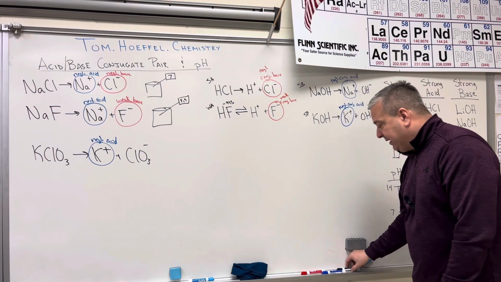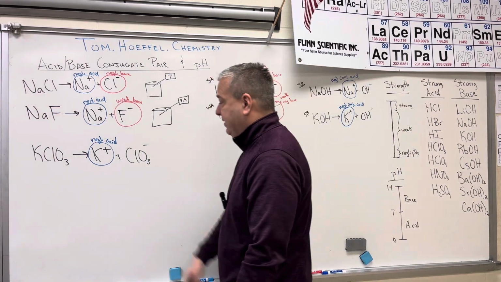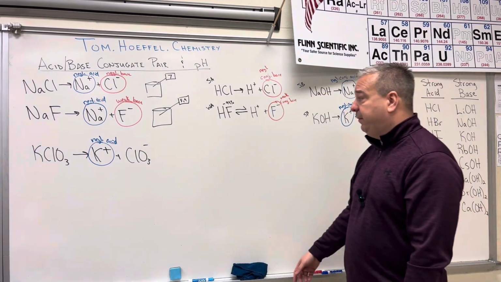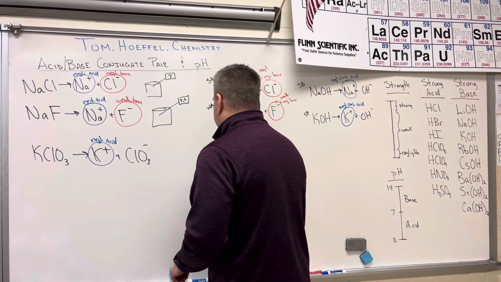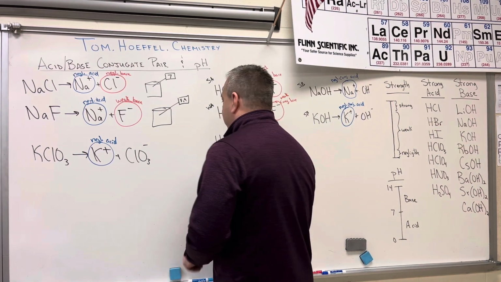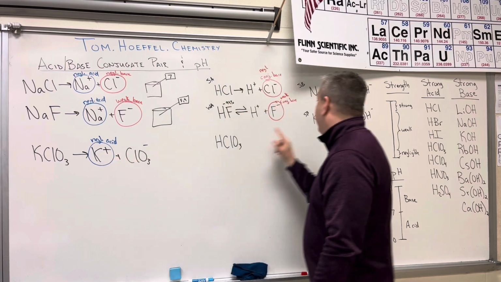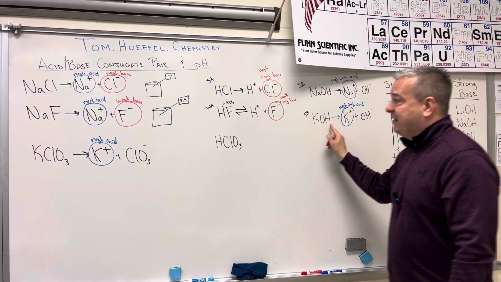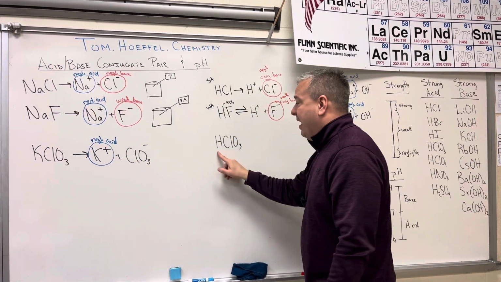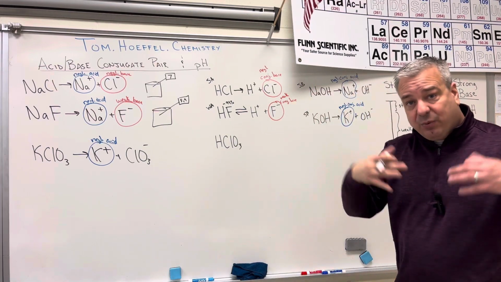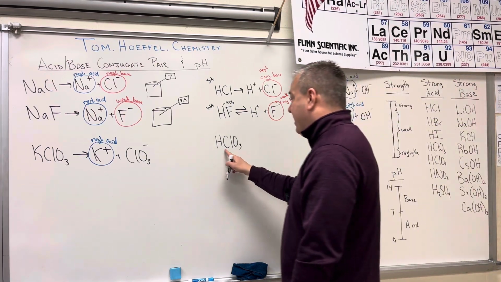Now I need to take a look at the chlorate. Where did the chlorate come from? It's going to come from HClO3. So for the positive ion, I'm just mixing that with hydroxide. For the negative ion, I'm just adding the hydrogen, and that's where they're derived from.